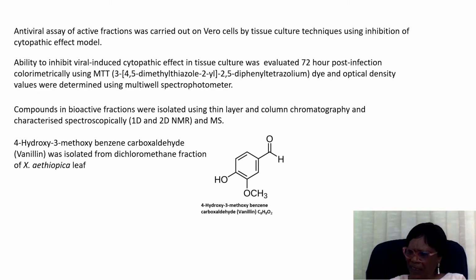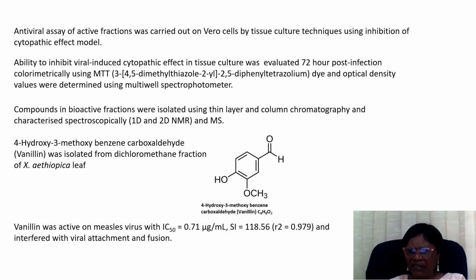4-hydroxy-3-methoxybenzaldehyde, vanillin, was isolated from the dichloromethane fraction of Xylopia aethiopica leaf. Vanillin was active on measles virus with an IC50 of 0.71 micrograms per ml and a selectivity index of 118.56. It was found to interfere with viral attachment and fusion.